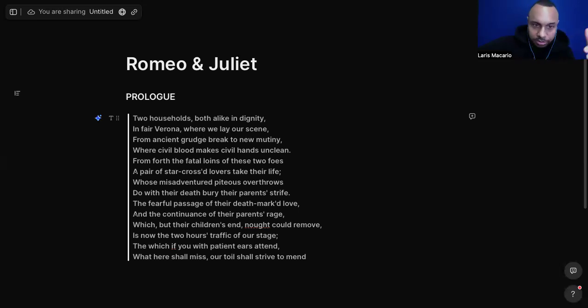But if you see the structure of the lines right here on screen, this is what blank verse looks like. Two households, both alike in dignity. If you look at the first line, Shakespeare goes line by line. Really, it's broken down by feet. And if you really want to get deep into it, it's broken down by phonemes, which are the basic building blocks of all language, basically the sounds that we use to speak and to communicate. But we don't have to get into that right now.